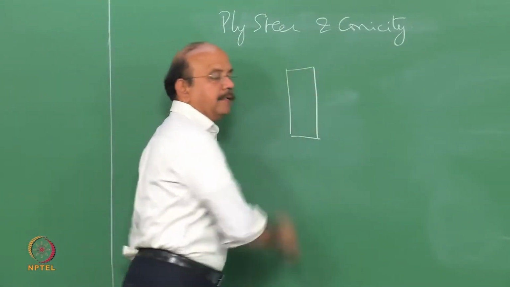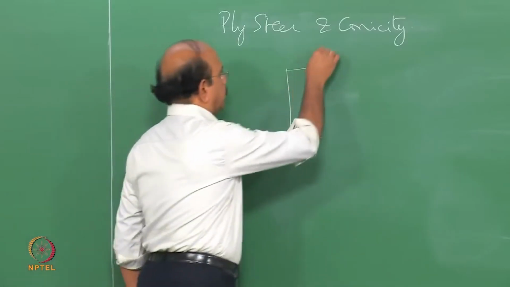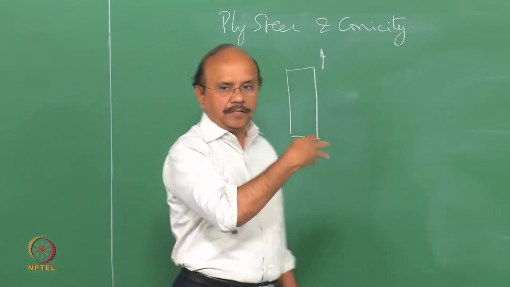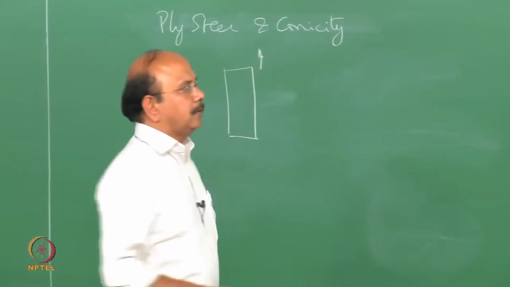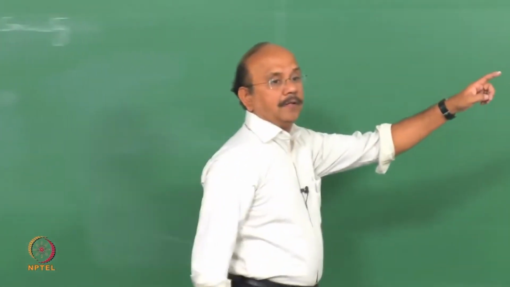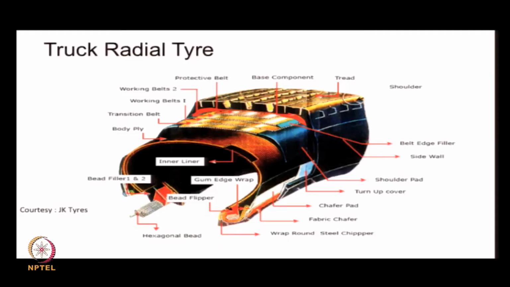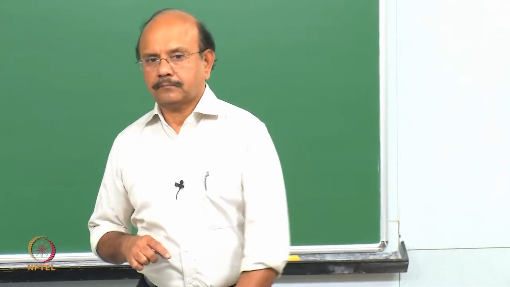Let's say that that's the tire which is moving in this direction, rolling in that direction. Right? What's a tire? Let's look at this, say for example a truck tire. Similar is what you have for passenger car tires, and you have the tire here. Now it has what are called belts.